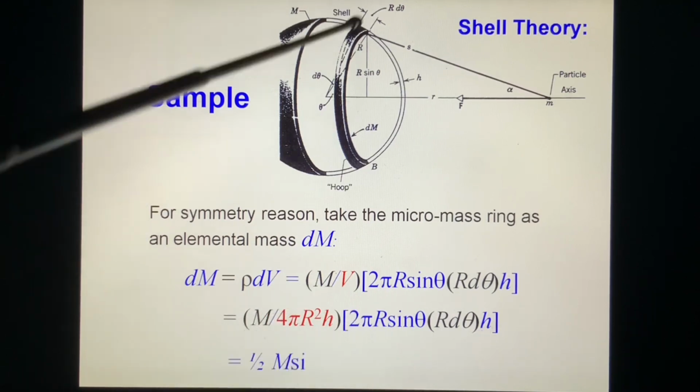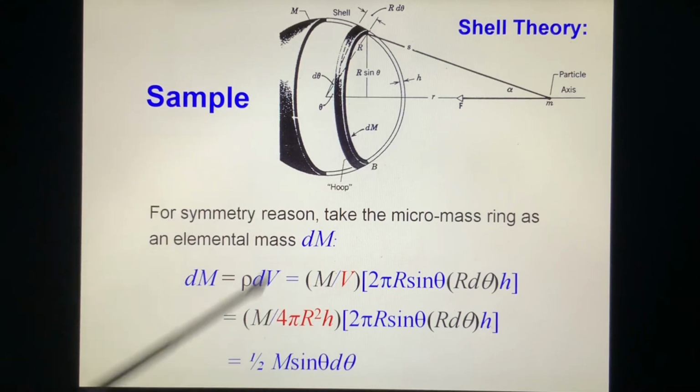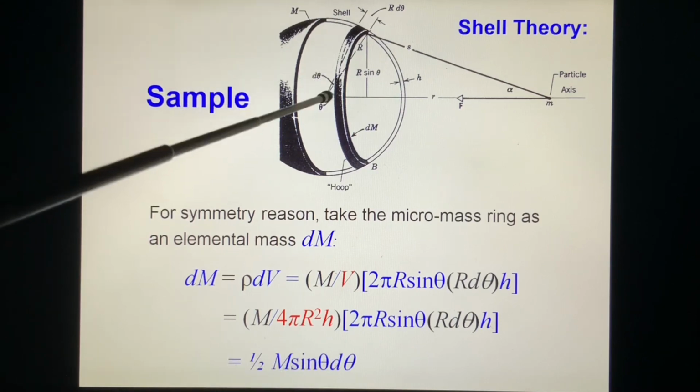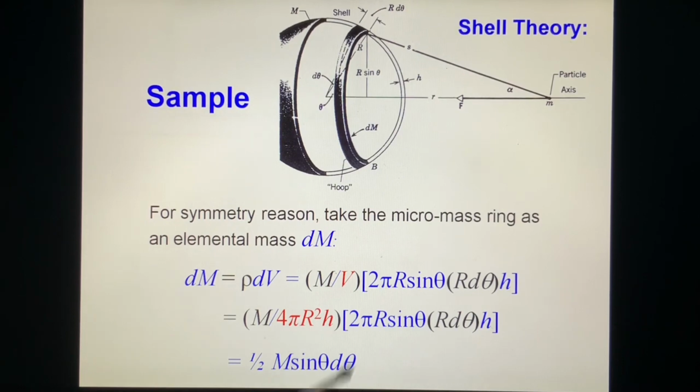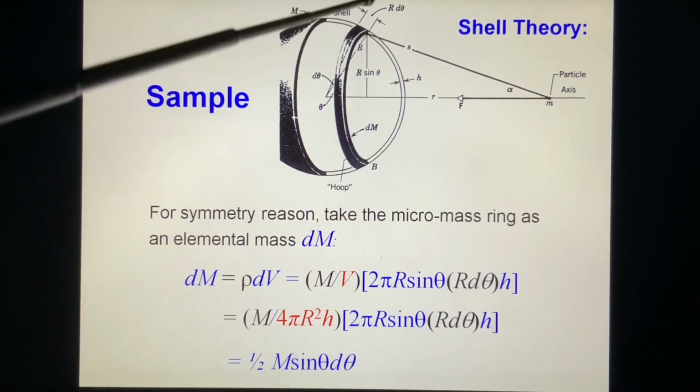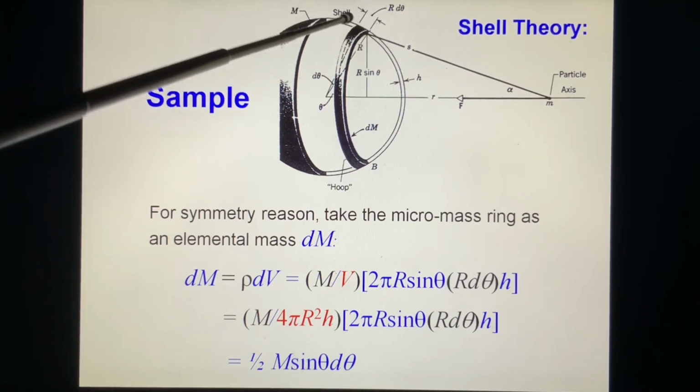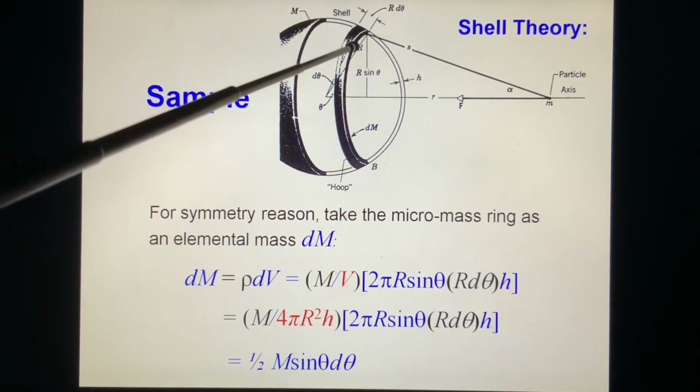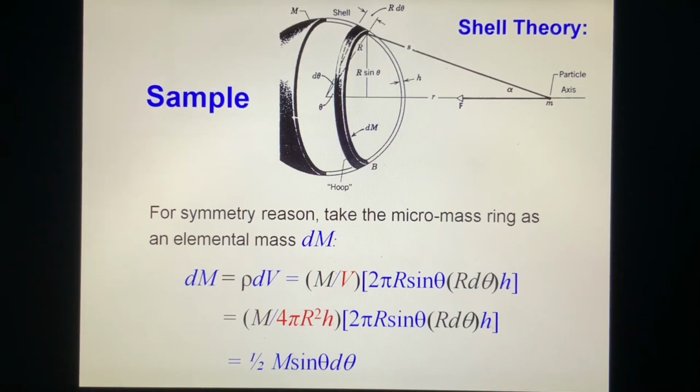Finally, we get the mass of this ring is half the total mass, sinθ dθ. It relates to where it is, theta. Different theta, you have different dm. It also depends on dθ. The larger dθ, the larger the width. So remember, there's a dm.